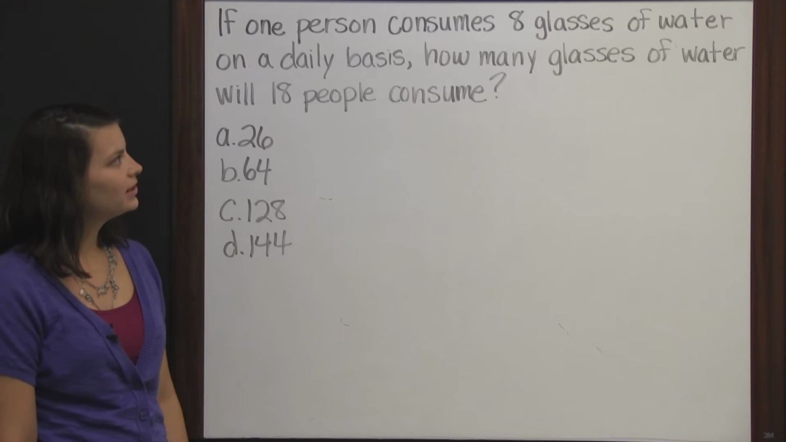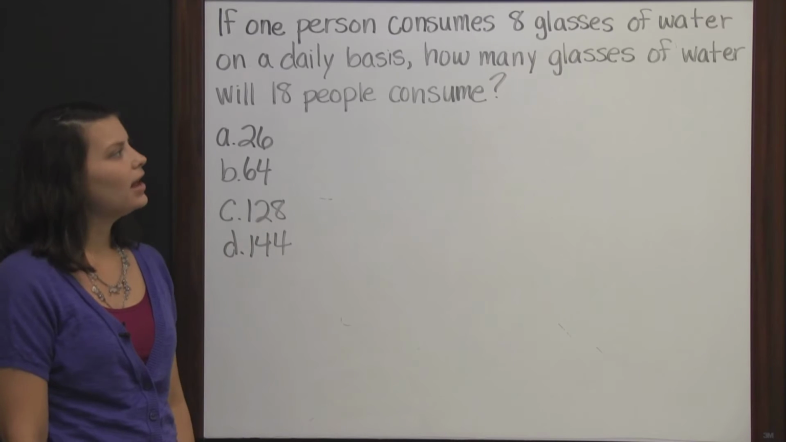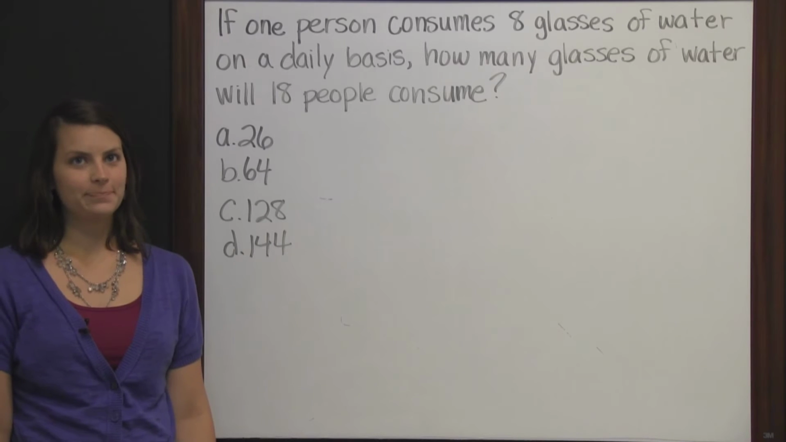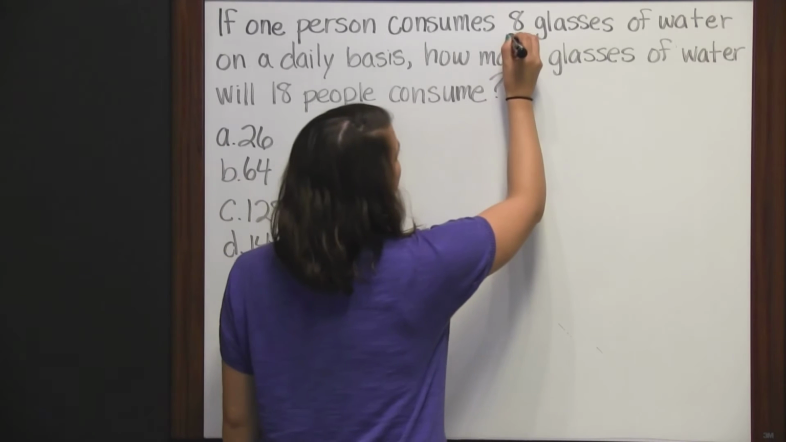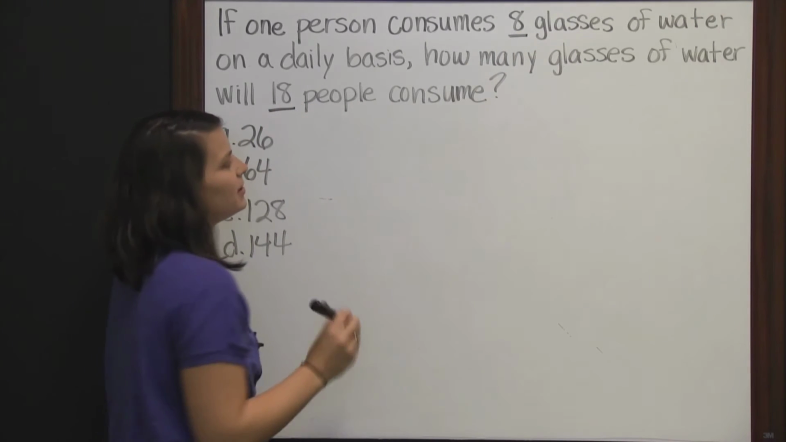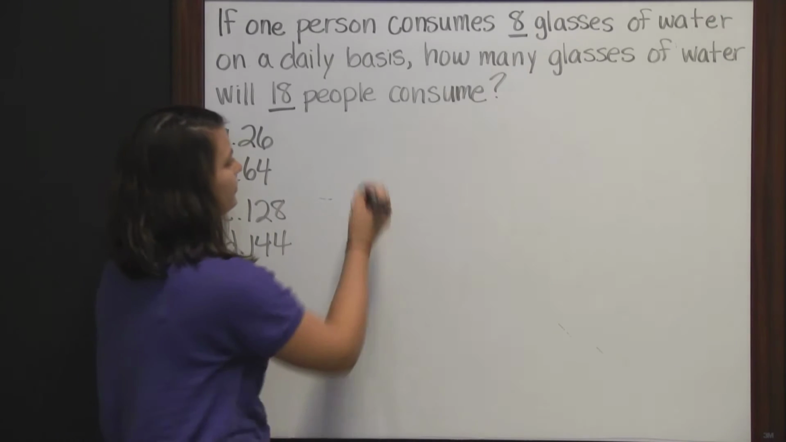If one person consumes 8 glasses of water on a daily basis, how many glasses of water will 18 people consume? We need to take the 8 glasses of water and multiply that times the 18 people that are drinking those 8 glasses of water.